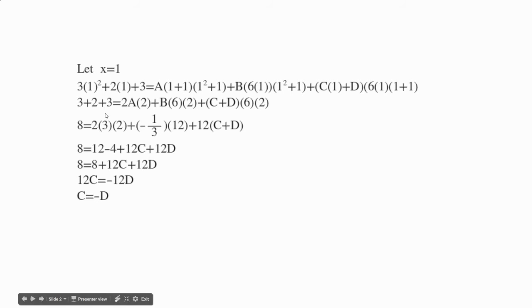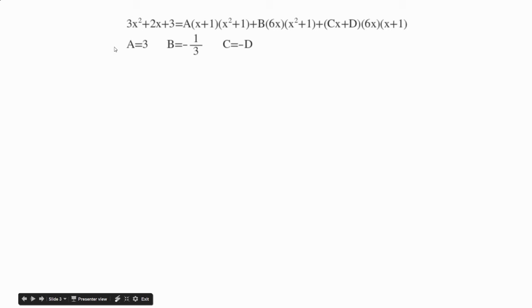And so 3 plus 2 plus 3 is 8 equals, and at this point we're going to put in our a, which is 3. So you have 2 times 3 times 2 plus, we know b as well, negative 1/3 times 12. 6 times 2 is 12. Plus 6 times 2 again is 12, c plus d. And so just simplifying again, 8 equals 12 minus 4 plus 12c plus 12d. So 8 equals 8 plus 12c plus 12d. 12c therefore equals negative 12d, and c equals negative d if you divide both sides by 12.